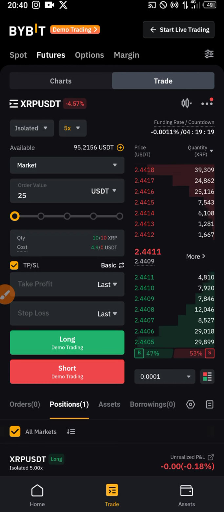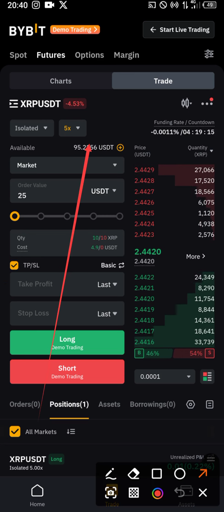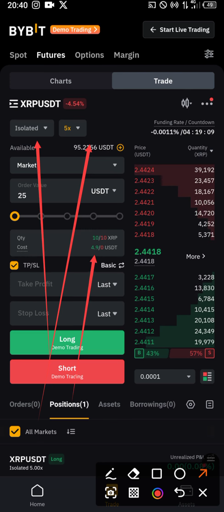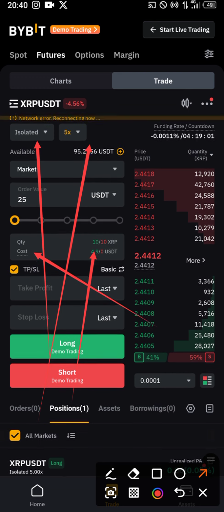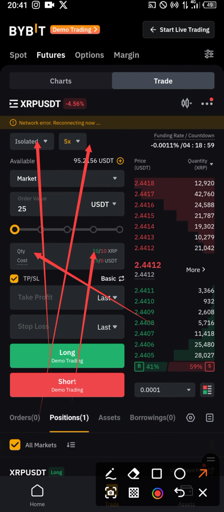2 to 3% per trade. Let's say you have $100 in your Bybit. Make sure you are using isolated first. Then your cost: this is the actual amount they will deduct from your balance. So per trade, make sure you are risking 2 to 3%. That's 2 to 3% of $100, which is $3.